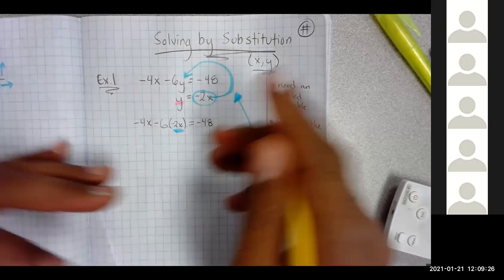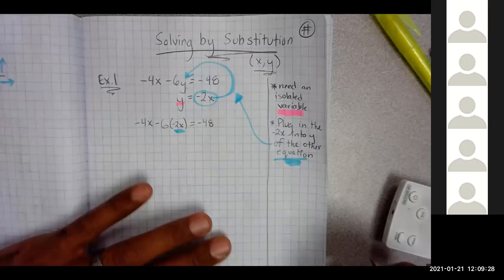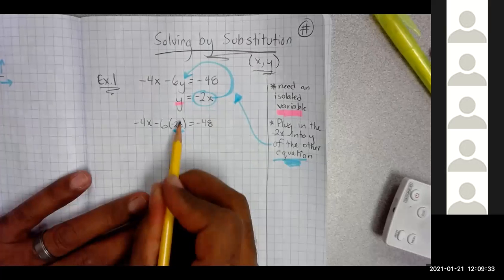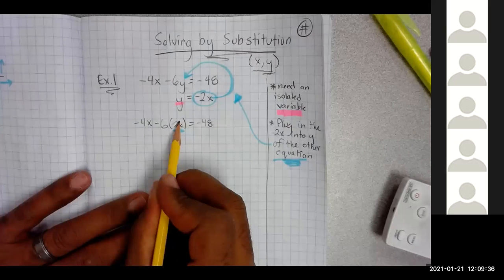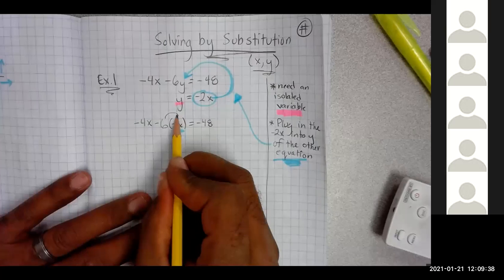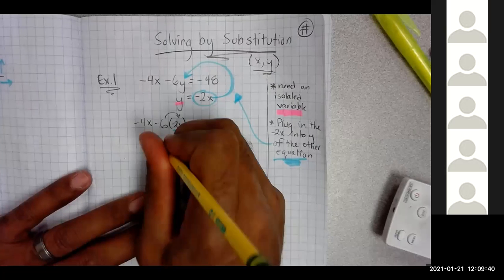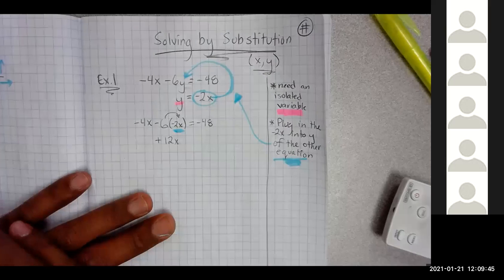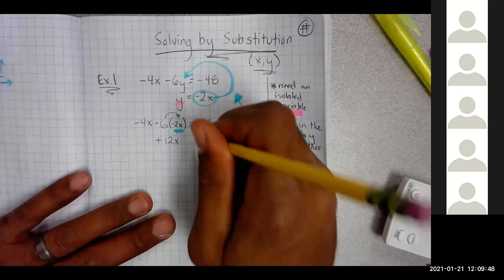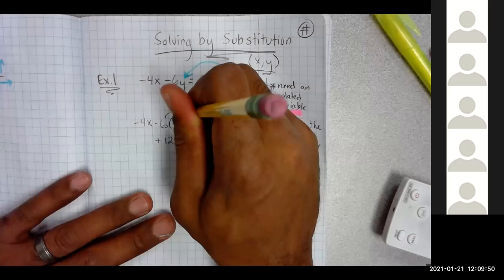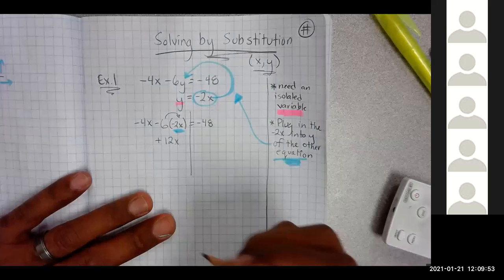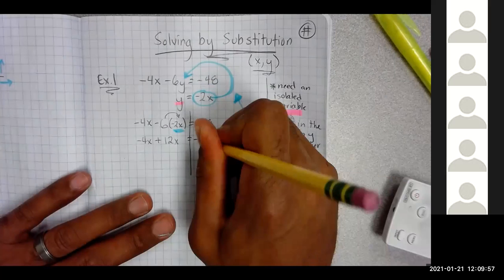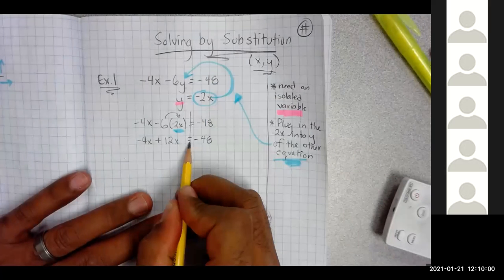And now we're just simplifying the equation. First thing we want to do is multiply. So negative 6 times negative 2x is going to be positive 12x. And I just bring down the rest of the equation. Let's go ahead and draw a line to organize. So bring down the negative 4x, bring down the negative 48, along with the equal sign in the middle.